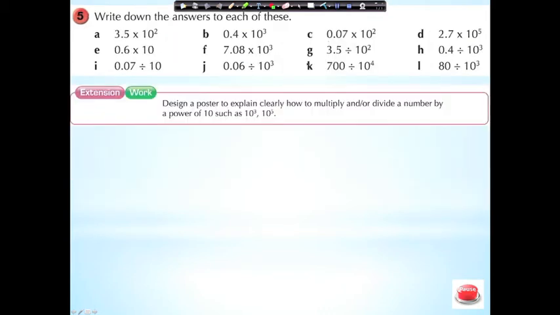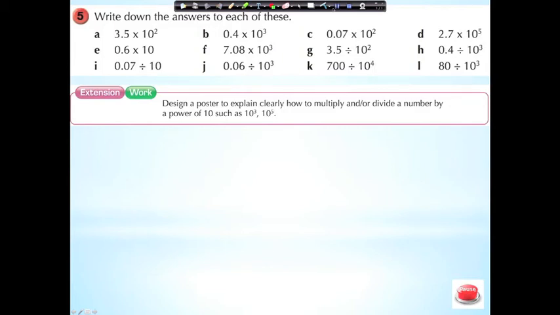Okay, so here is the next question. You're going to use those numbers that you've just written down to work out these questions. So 10 squared, we know that that is 100, so it's 3.5 times by 100. Okay, so you're going to go through, you'll have to convert the 10 with the power, so 10 squared, 10 cubed, 10 to the 4. Okay, so you need to convert that and then work out the answers.